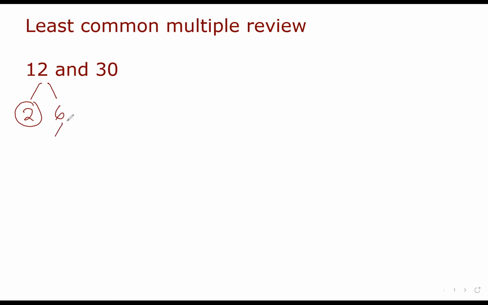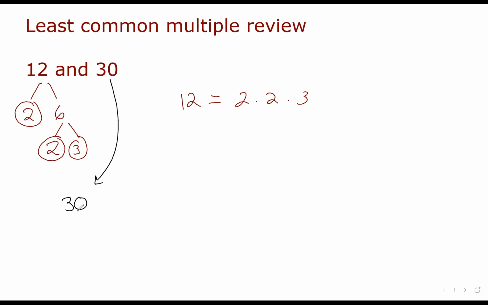6, I can factor more. I can break that down into 2 times 3. So I've just factored 12 into 2 times 2 times 3. That's called prime factorization. Now let's do something similar with the number 30. We'll do it down below. So I'm going to break down the number 30, again, using a factor tree.